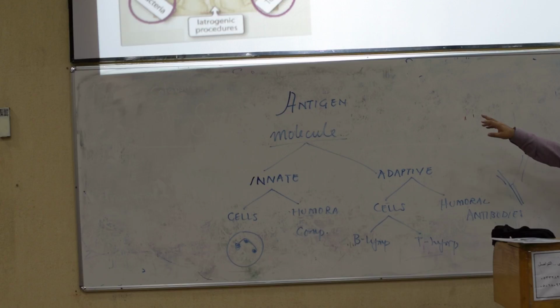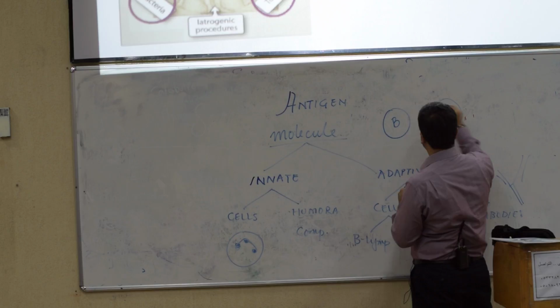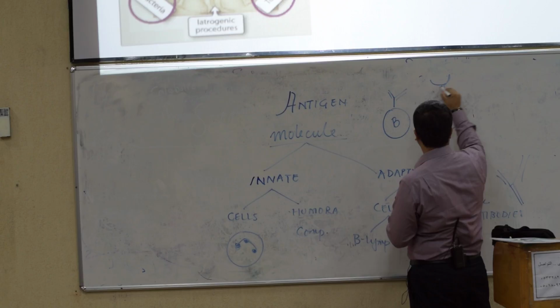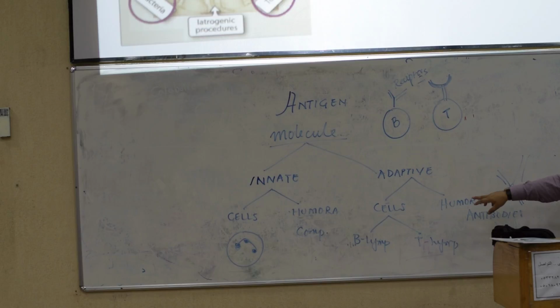So I started with the definition of antigen. An antigen is any molecule capable of binding to the receptors of the adaptive immune system. So here at the moment we have a B and T lymphocyte. The B and T cells of the adaptive immune system have got receptors. Any molecule which is capable of binding to these two, whether it is protein, carbohydrate, lipid, nucleic acid, anything which can bind to these two receptors qualifies as an antigen. Is this clear?